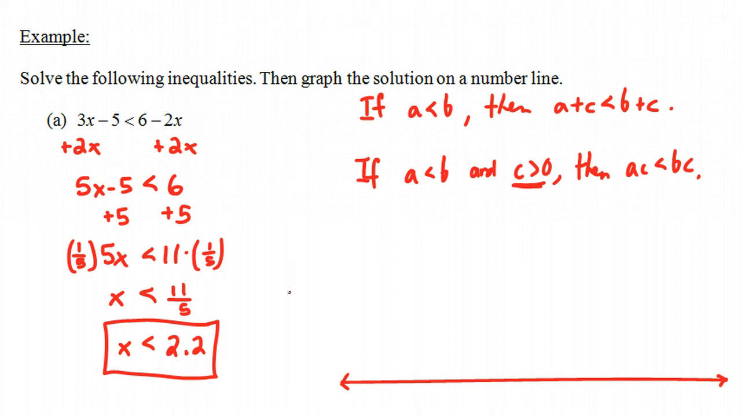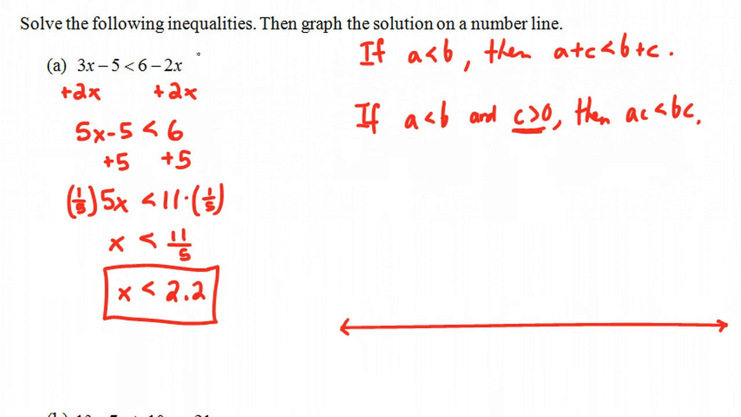Okay, if we're going to graph this solution on a number line, what that means is to shade in all the points on our number line that make this inequality true. And on our number line we have 0, 1, 2, 3, etc. You also have minus 1. Now 2.2 is somewhere on here. It is maybe about right here. That's 2.2. We're going to shade in all the numbers that are less than 2.2.